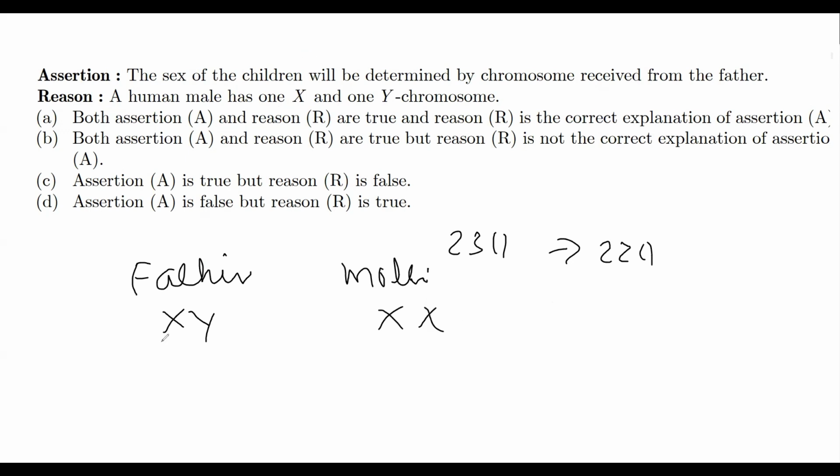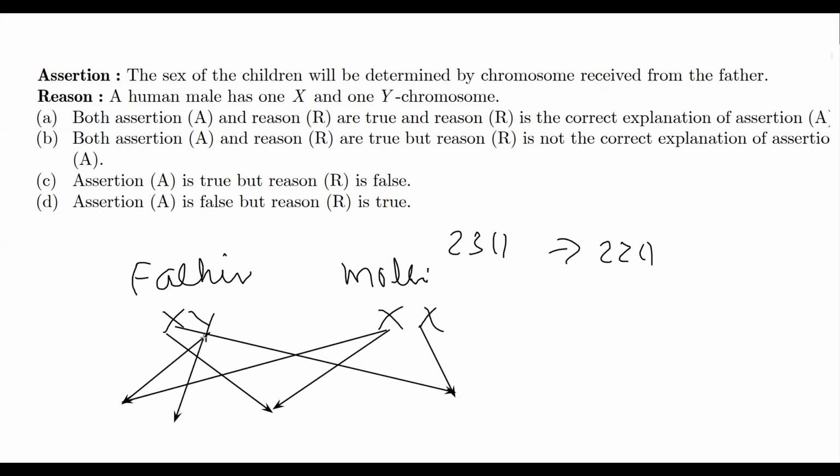So whenever crossing over takes place, what are the possible options? First with first, first with second, second with first, and second with second. I should write it. I should begin here. So first with first is what? XX. First with second is XX. This is XY, and this is XY, and this is XY again.